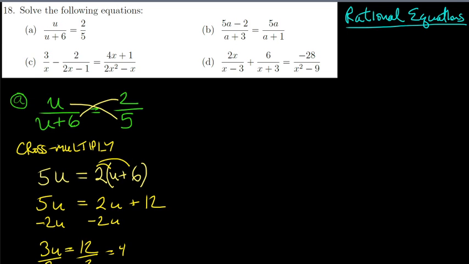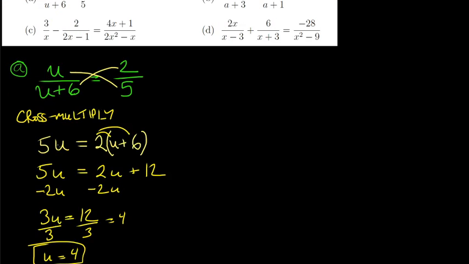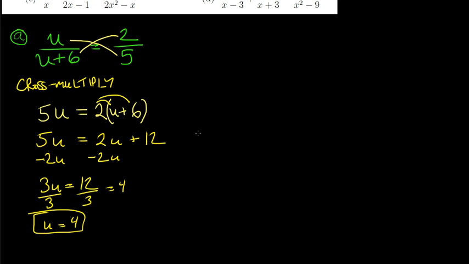Right? So some of them are just that simple. Now there's one detail that you do have to be careful going forward here. Notice that in the original problem, we had the u plus 6 in the denominator. So if u plus 6 equals 0, that would be bad, right? Because we'd be dividing by 0. So u equals negative 6 is a restricted value. It's not allowed. So if that were the answer, you would have to cross it out. But 4 is not negative 6. 4 is not the restricted value. So u equals 4 is correct.